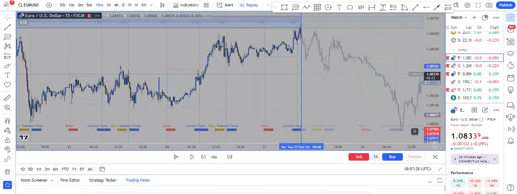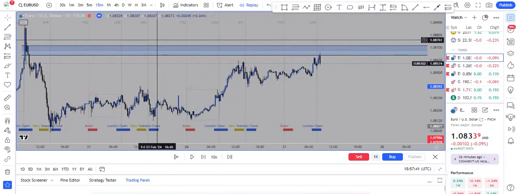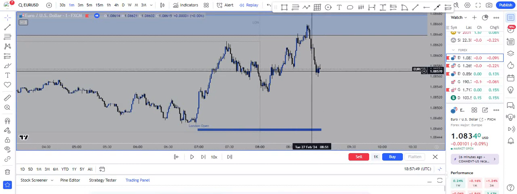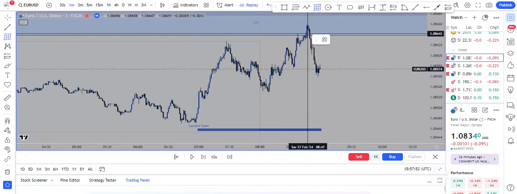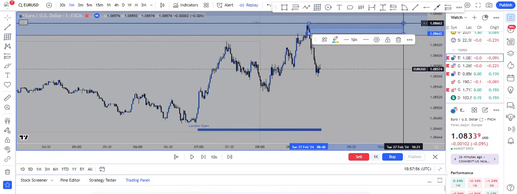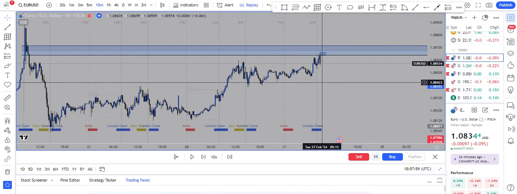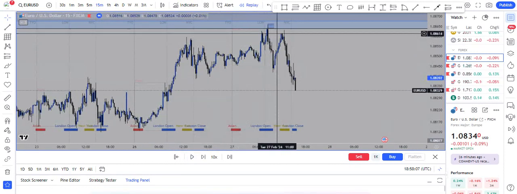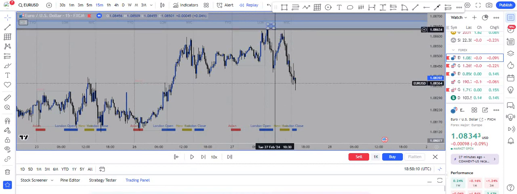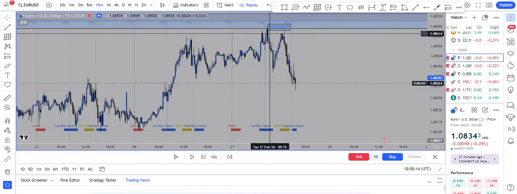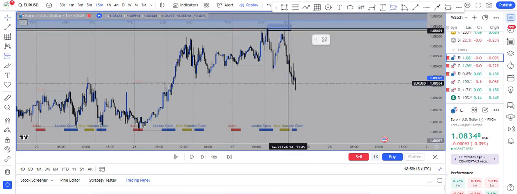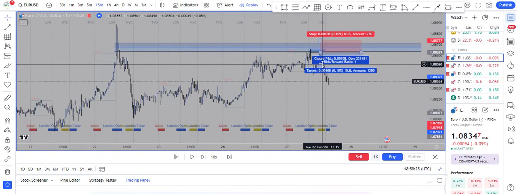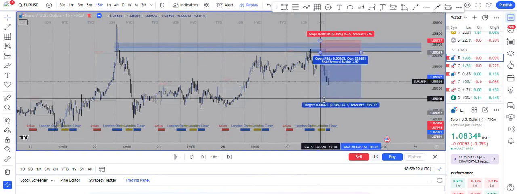Yesterday, which was Monday, price came into my point of interest. After coming to where I had set my interest so that I can enter according to my strategy, what do I do? Let me expand here. After it tests, I go back to the one minute. After going back, I see a break of structure, break of structure. After seeing the break of structure, I now wait for price to come back.